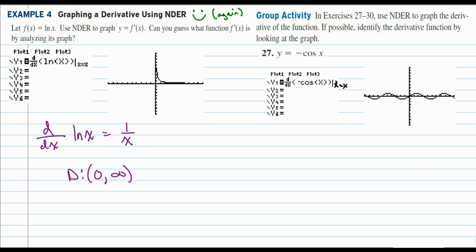Now that graph should look familiar to you. It's definitely taking on a sinusoidal rotation. If you plug in pi, you're going to get out 0. If you plug in 2 pi, you're going to get out 0. If you plug in pi over 2, you're going to get out 1. So we can make the conclusion that the derivative with respect to x of the function negative cosine of x is sine of x.